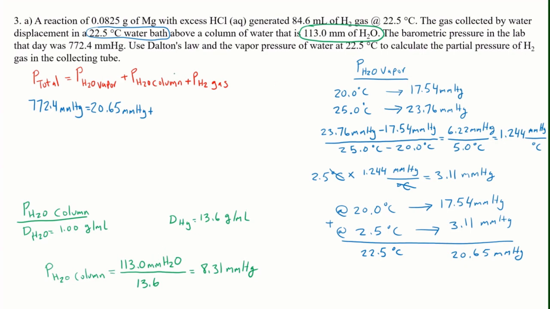So now I found the pressure of the water column, and that's 8.31 millimeters of mercury. What's left is just the pressure of the gas, because Dalton's law states that the total pressure is equal to the sum of all the partial pressures. So I already have the partial pressure of water vapor, here 20.65 millimeters of mercury.